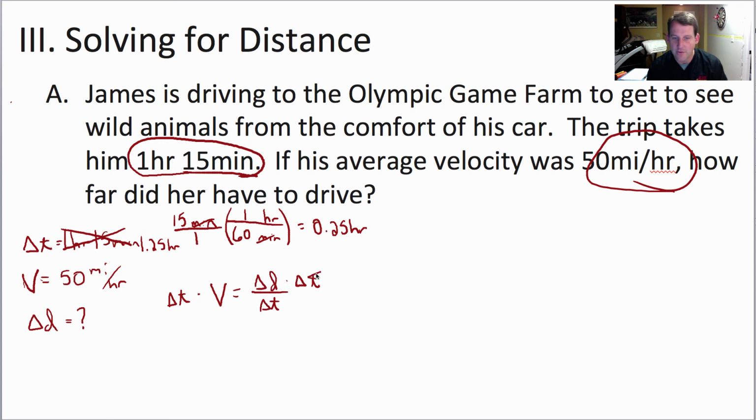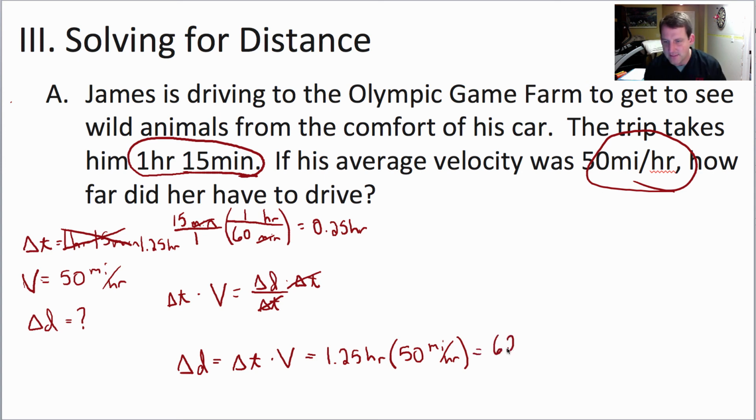All right. So now this change in time cancels this change in time. I'm going to switch the equation backwards and put a delta d on the left. So change in distance is equal to change in time times velocity. And at this point, we're ready to plug numbers in because we've solved for delta d. And so we can see that the change in time is 1.25 hours, and the velocity is 50 miles per hour. Do the math on our calculator, and we find the answer is 62.5 miles.